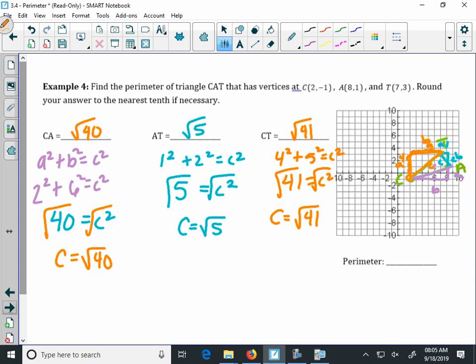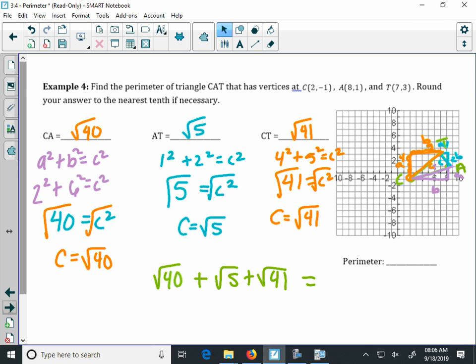Are we done? What do we still have left to do? Add up all the sides. You will be surprised how many students will do all this beautiful work, get all the sides right, and then forget the most important part. Adding them up. So we add them up again in your calculator. I'll do Desmos this time.